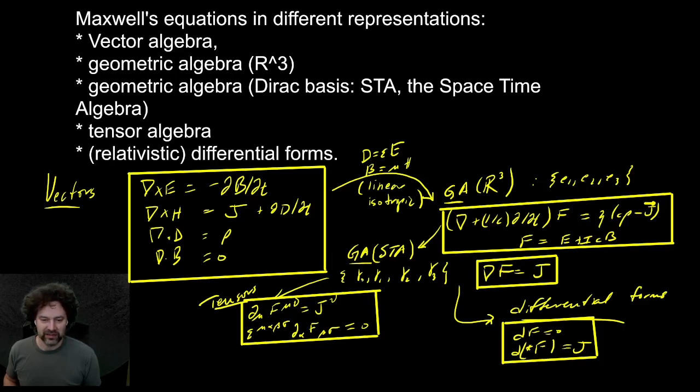And F is a bivector. We're going to go from that to the tensor representation in this video. And the tensor representation is essentially the expansion of Maxwell's equation in its space-time algebra form in coordinates. If we expand this in coordinates, we'll get the tensor representation. There's a little bit more to say about the STA form before we go straight into the tensor representation. And let's go and do that.